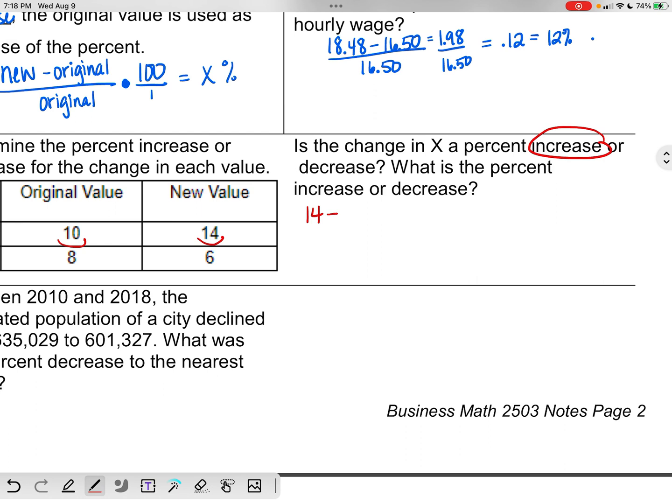So new number minus the old original, divided by the old original. That would give us 4/10. If I multiply by 10, 4 times 10, 10 times 10, I'm at 40 out of 100, or 40%. I made that the same thing as this. I just didn't write it down. Okay.